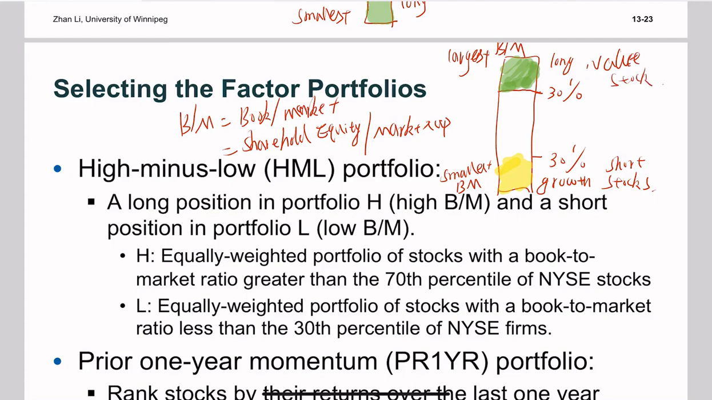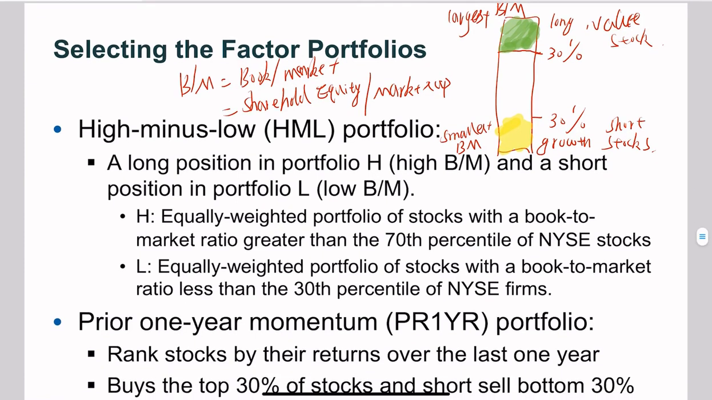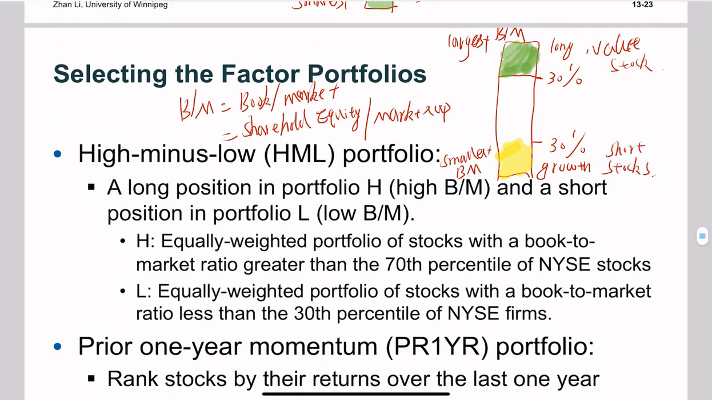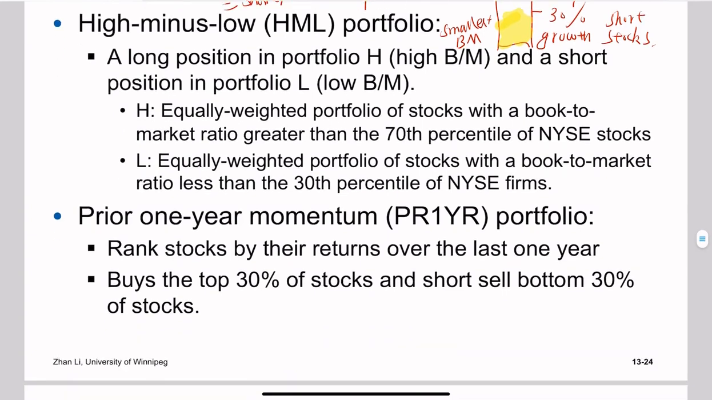To be more specific, you will build an equally weighted portfolio, right? Your long position in value stocks is equally weighted, and your short position in growth stocks is also equally weighted. And this is your high minus low portfolio. You can see why this is called high minus low, right? Because you're taking a long position in high BM stocks, and you're taking a short position in low BM stocks. So that's why this is called HML.